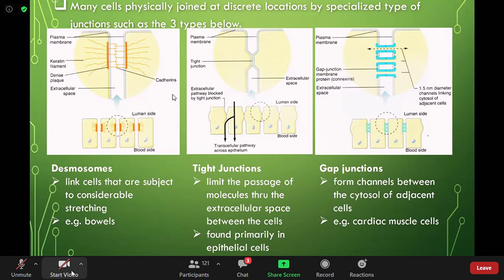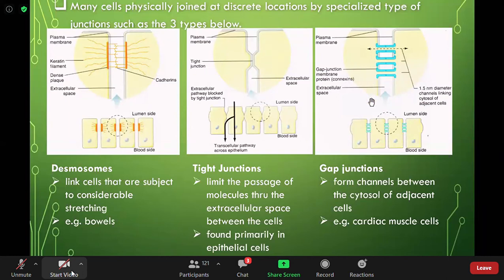And your tight junctions, they limit the passage of molecules through the extracellular space between the cells. They are found primarily in epithelial cells. You can also find this in your developing sperm. The tight junctions, so they are protected from toxins of the outside environment.